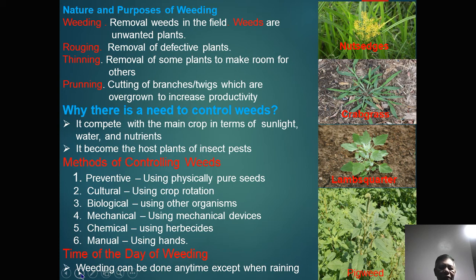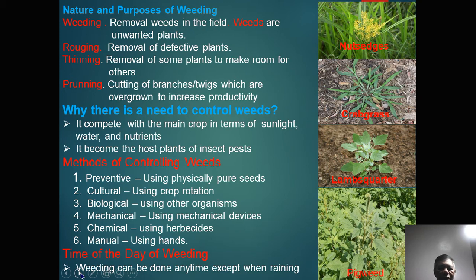Weeds are considered as unwanted plants. These are not necessary plants, and as such, we need to remove them for two major reasons. As what I've said a while ago, there are other terms associated to weeding.